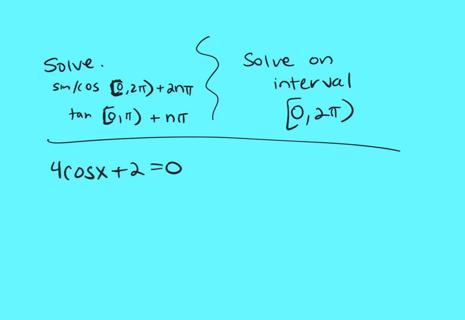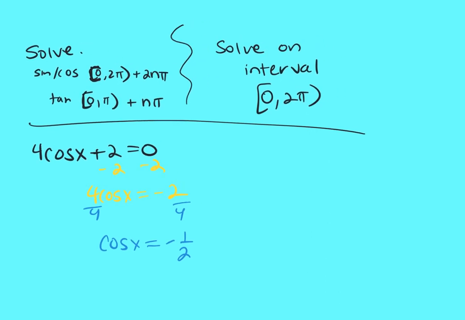On the right-hand side, if it said solve on the interval of 0 to 2 pi, you're using just your natural circle, the full circle for all the trig functions, but you don't have to add anything to it. All right, so subtract the 2. 4 cosine x equals negative 2. Divide by 4. Cosine of x equals negative 1/2. So I'm looking for everywhere on my full circle, because it's cosine, that my x is negative 1/2, and that occurs at 2 pi over 3 and 4 pi over 3.